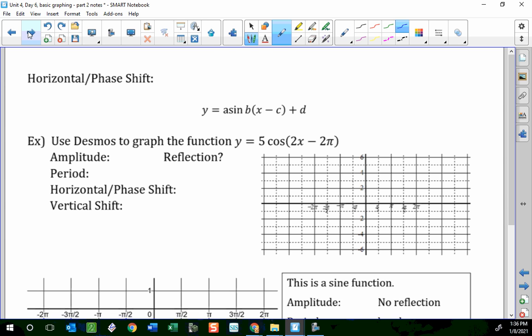Okay, we're on the home stretch here, last couple slides. So horizontal phase shift, this is a sad one. I hate this one. But remember, that is moving you left or right, and that is this piece right inside there. Now, to do this, you have to have it totally separate to see what is going on here.